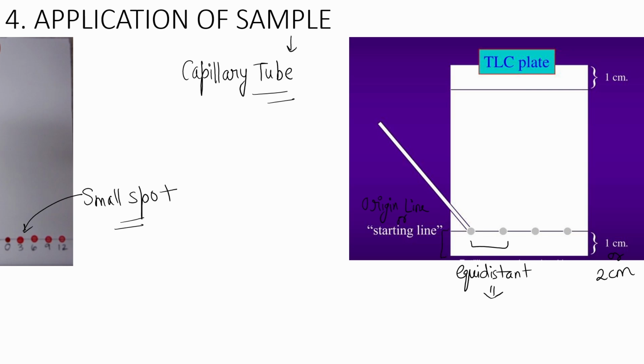And after the preparation of TLC plate, we have to mark this origin line or starting line with the help of pencil. And after marking this origin line, we can apply the sample at equidistant points. Equidistant means at equal distance. These sample spots should have equal distance between them.